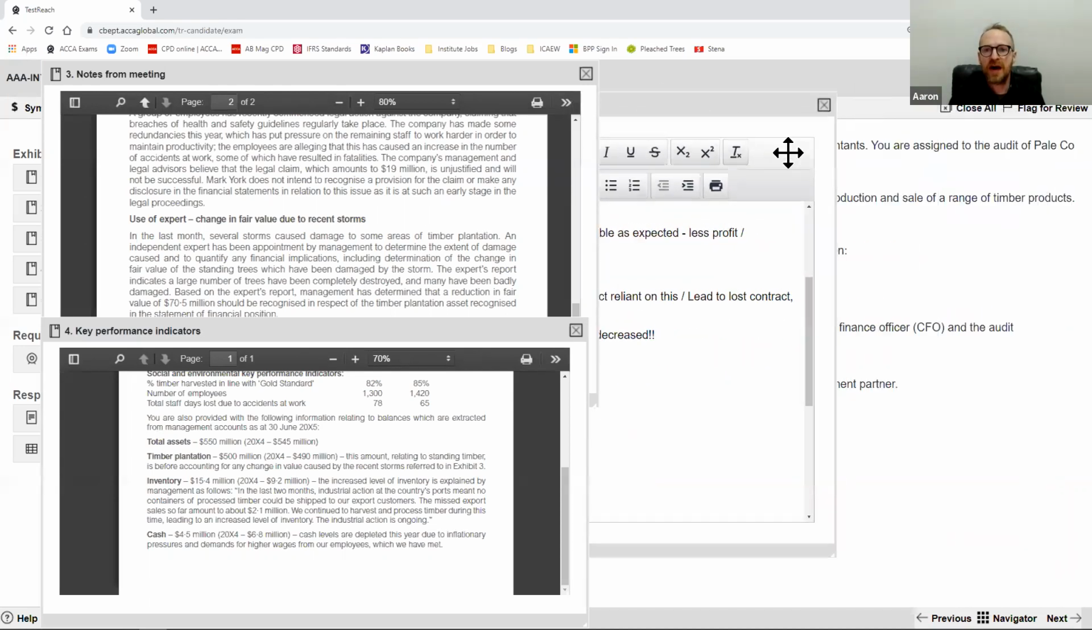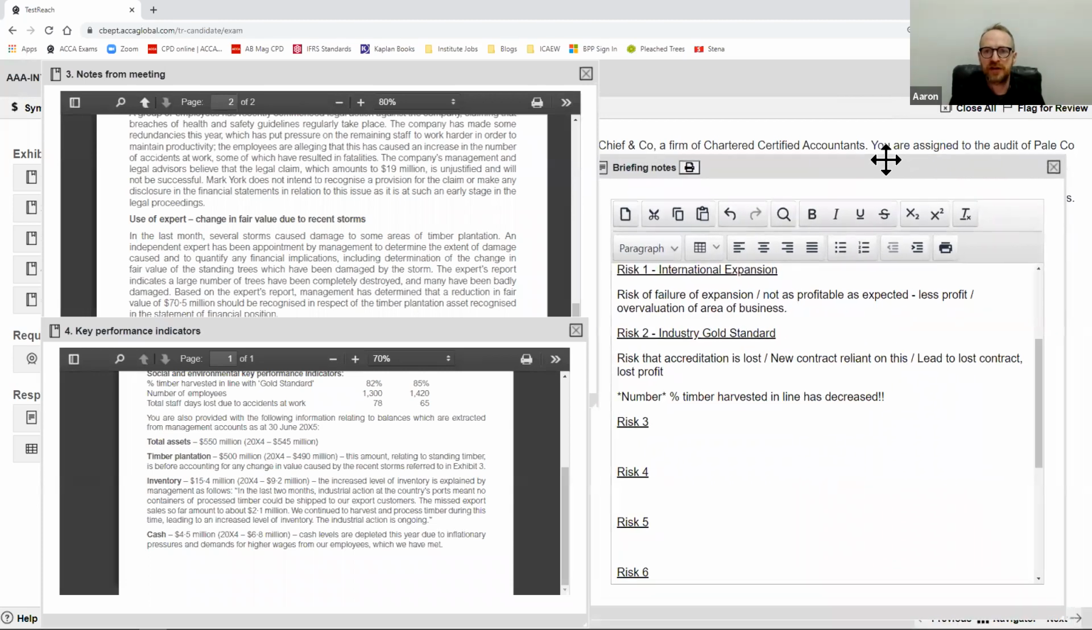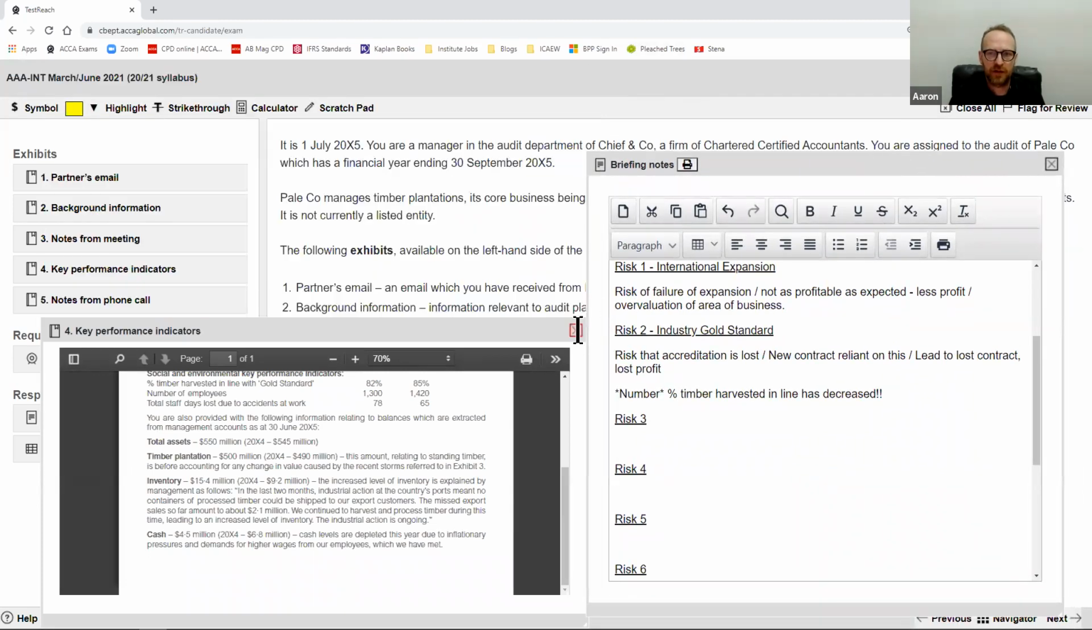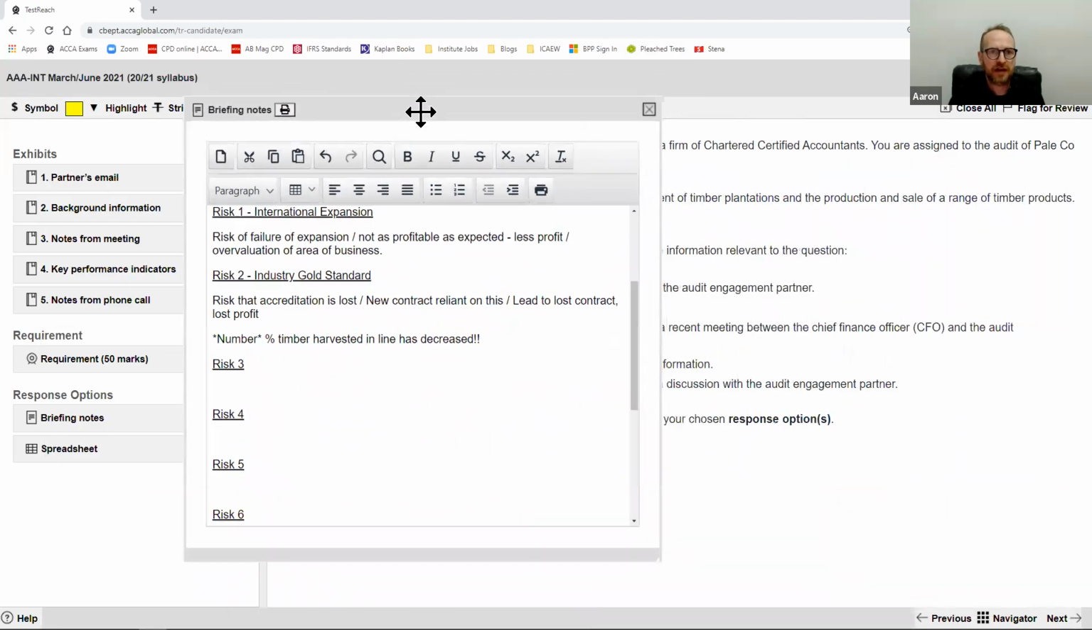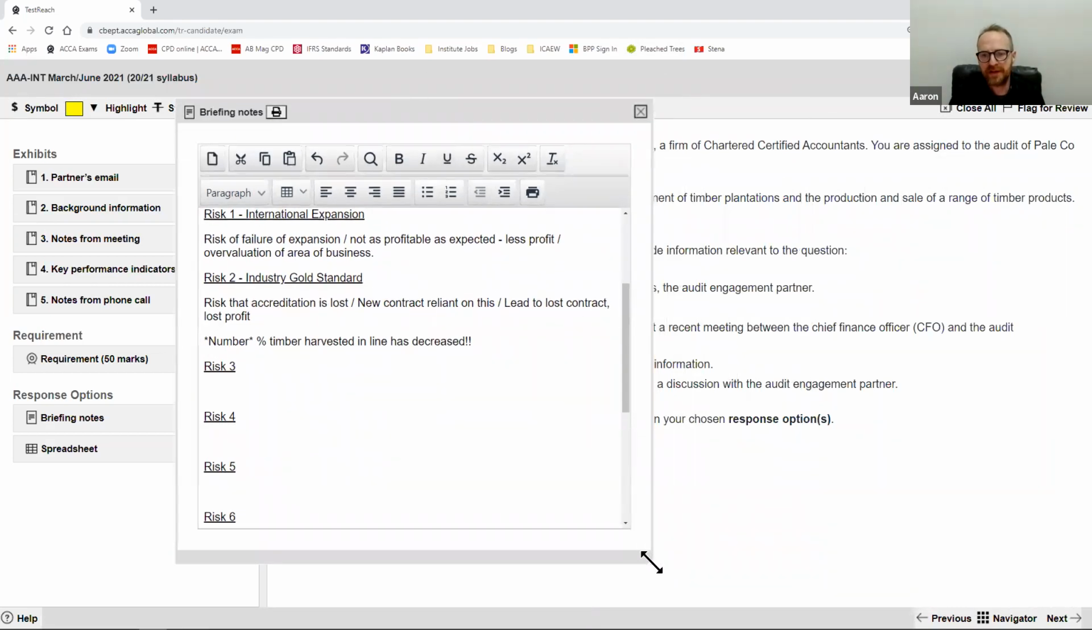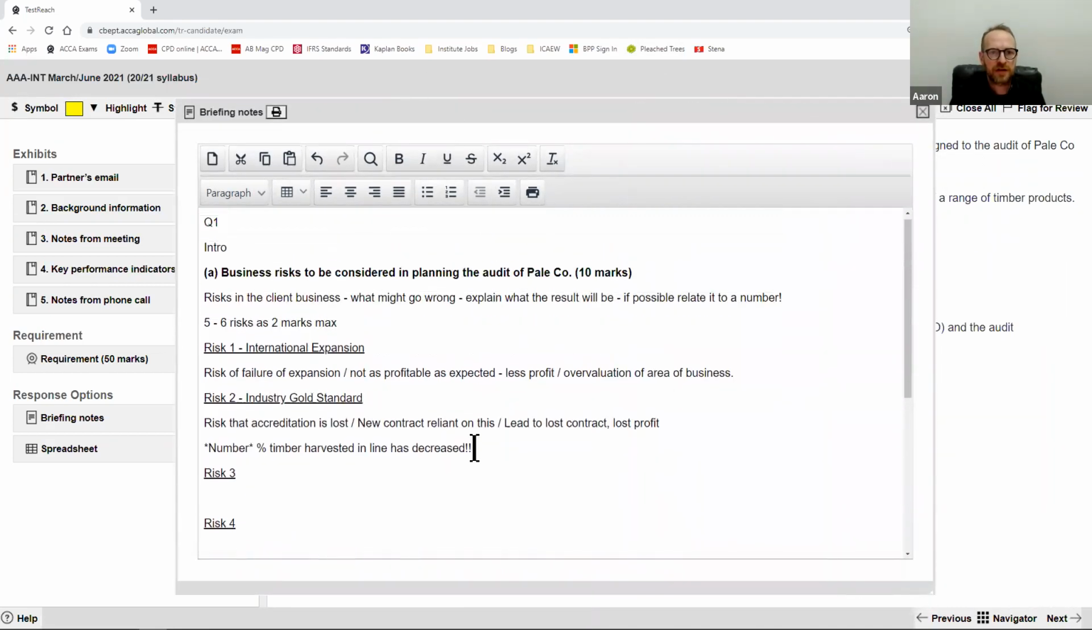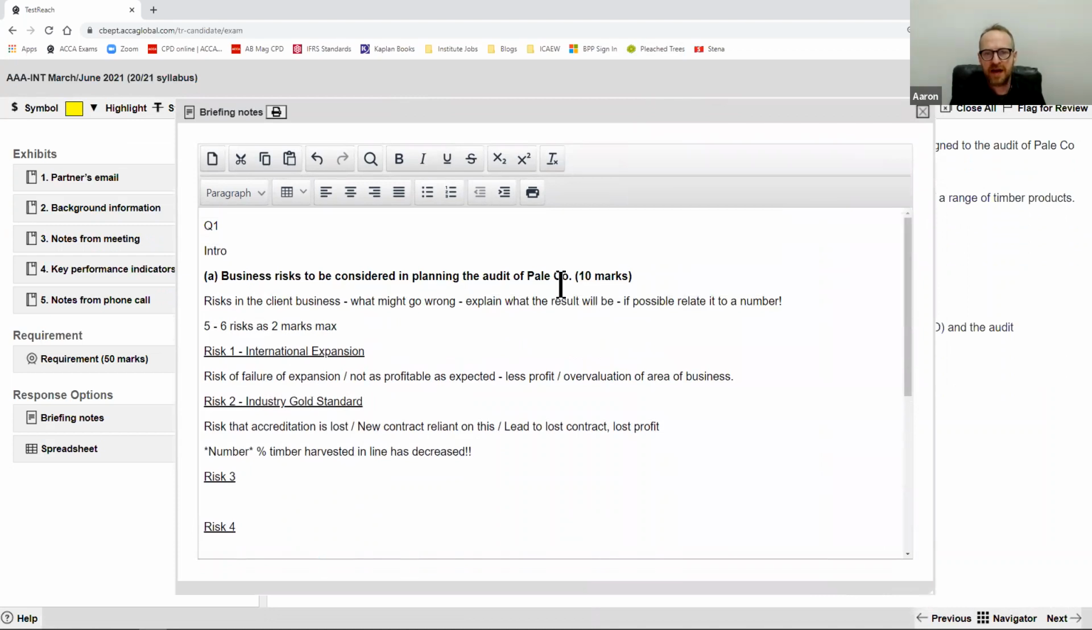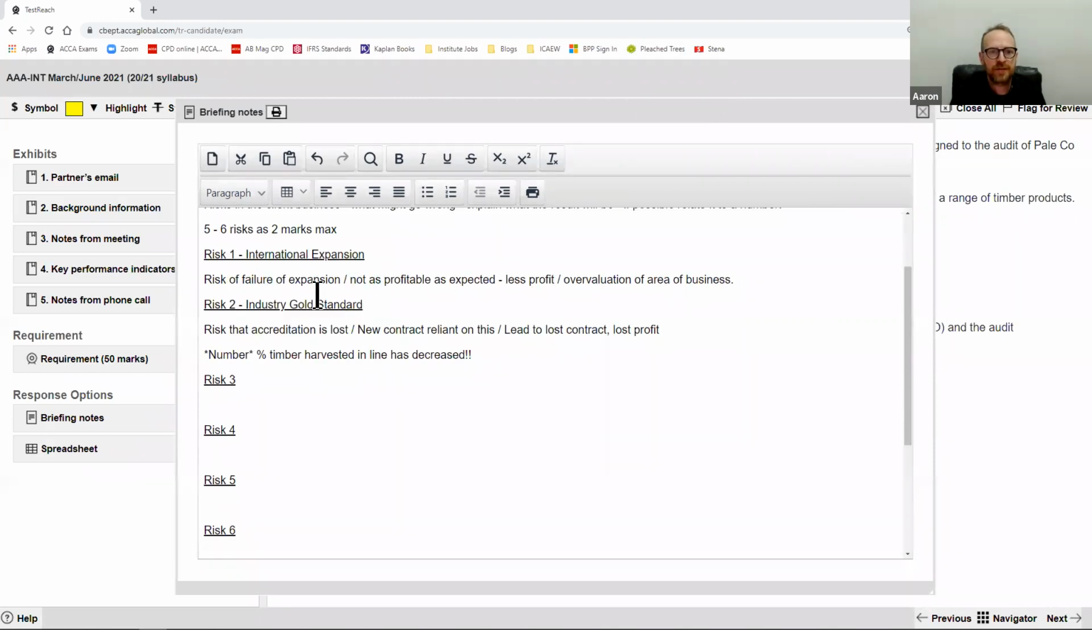Okay, so where am I at this point? I'm at the point, let me just get rid of these for a second and then we'll look at them again in a second. So where am I at this point? I've got a nice heading for A. I know that it's 10 marks, so then I know that I'm going to do 5 to 6 risks, 2 marks each. I've got a little heading for each one and a little bit of detail. What do I do now? I now prioritize the ones that I can expand on the best.